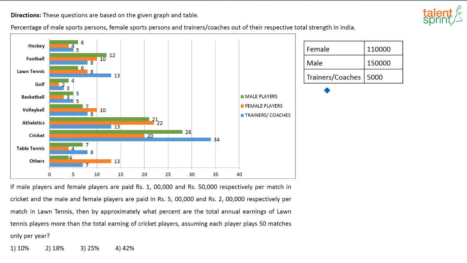So what is given here? Total earnings in cricket, right? Now what should you find out? You have to find out the total earnings in cricket, total earnings in lawn tennis, find the difference and calculate the percentage.